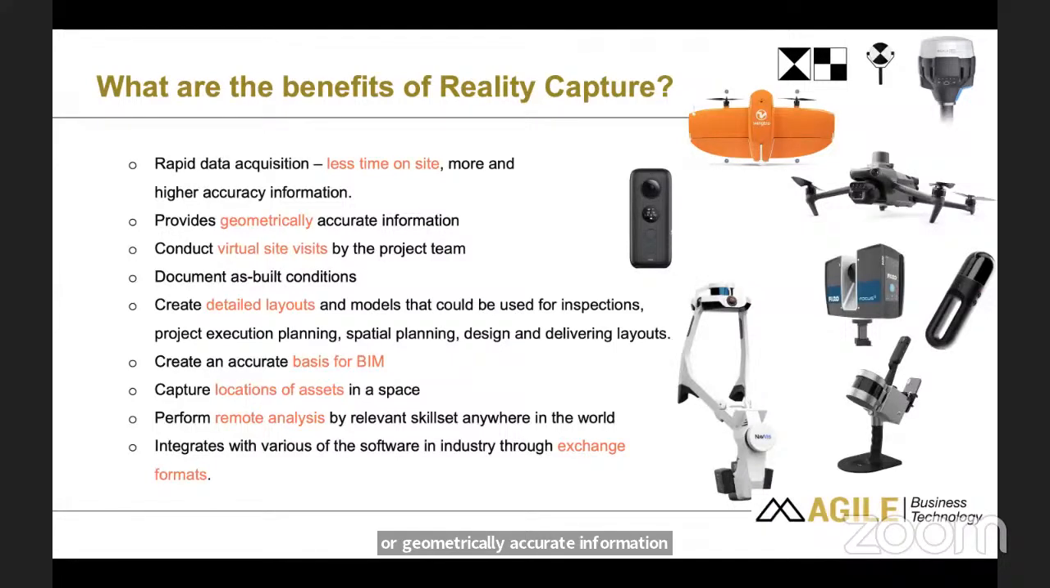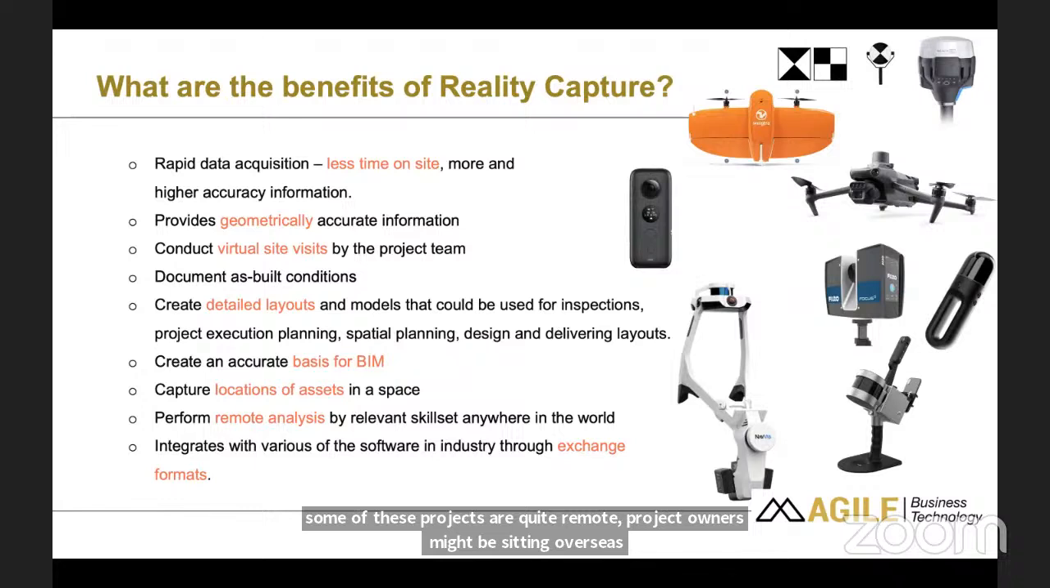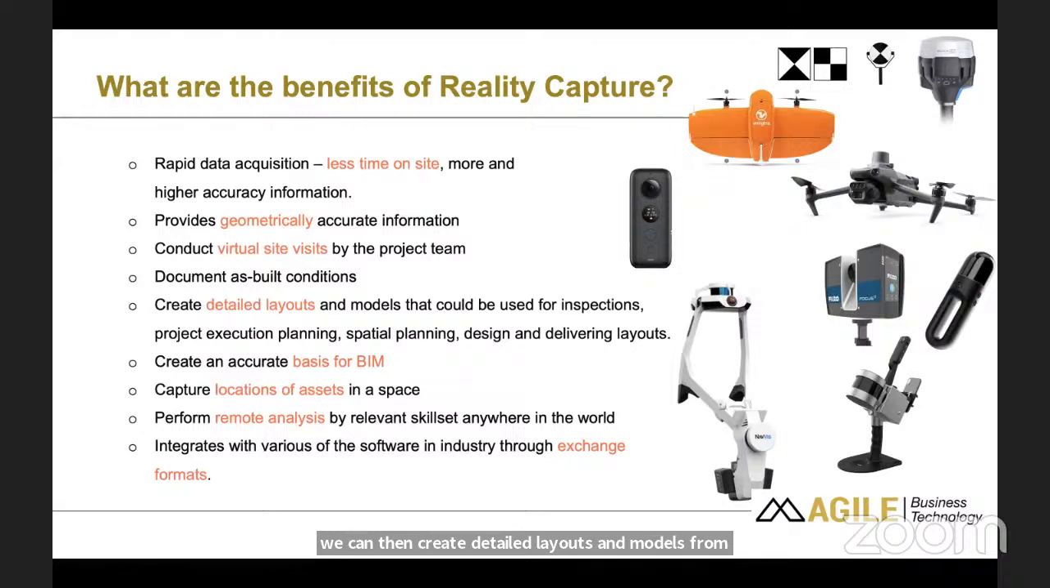Especially in Africa, it's very relevant as some of these projects are quite remote. Project owners might be sitting overseas. It brings them to those sites virtually. We can then create detailed layouts and models from that. It's an accurate basis for comparing to BIM. It's really easy-to-use technology, and we're seeing a lot of adoption of this technology currently all throughout Africa. And that's it from my end. I'll stop sharing. And that was my bit.